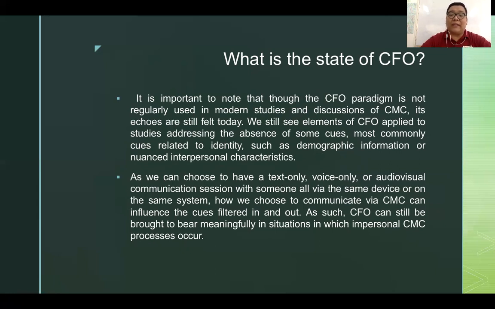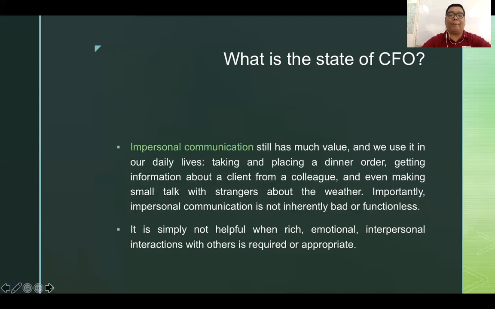As we can choose to have a text-only, voice-only, or audiovisual communication session with someone, all via the same device or on the same system, how we choose to communicate via CMC can influence the cues filtered in and out. As such, CFO can still be brought to bear meaningfully in situations in which impersonal CMC processes occur. So that is why we cannot disregard CFO paradigm still, because it has always been beneficial in understanding communication processes or situations in which these social or socio-emotional cues are not present.